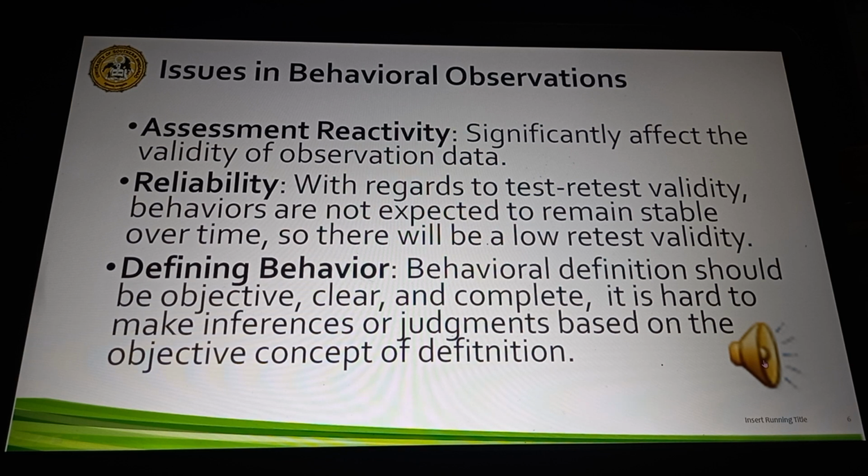Now, for defining behavior, it should be clear, meaning that it is understandable to any person who would want to conduct observations using the definition. Finally, the definition should be complete. It should delineate the bounds of the behavior so decisions can be made about whether a particular behavior represents an instance of the target behavior being observed. Now, why is it an issue? It is an issue because behavioral definitions should be objective, clear, and complete, and it is hard to make inferences or judgments based on the objective concept of its definition.